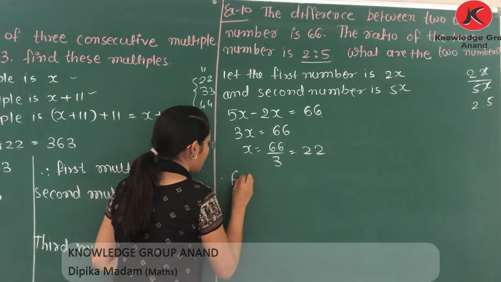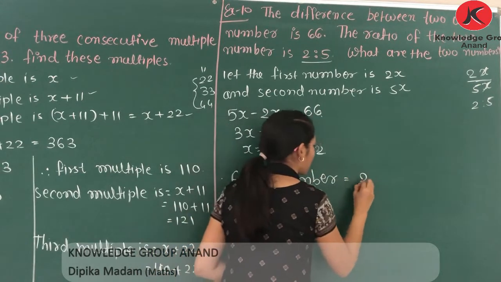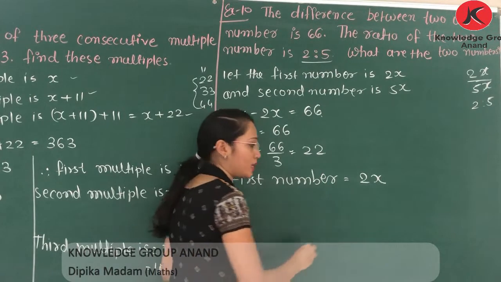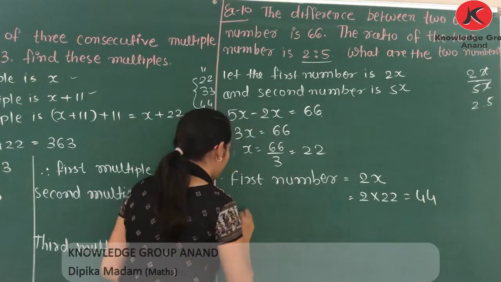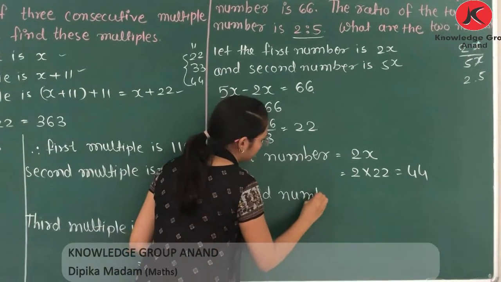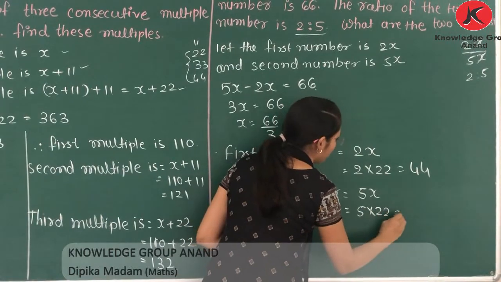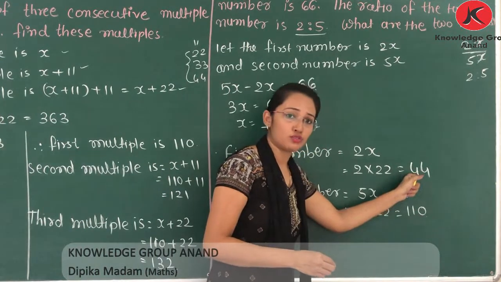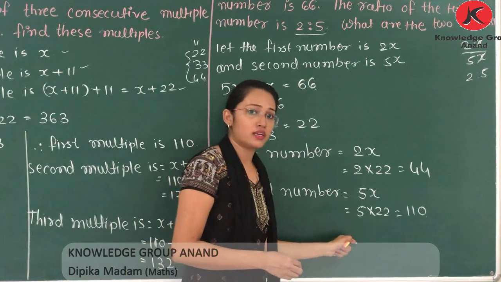So what is the first number? 2x. It means we need to multiply x with 2. That is 44. The second number is 5x. It means 5 multiplied by 22. That is 110. If you perform the subtraction of these two numbers, 110 and 44, you will get 66. It means your answer is correct.